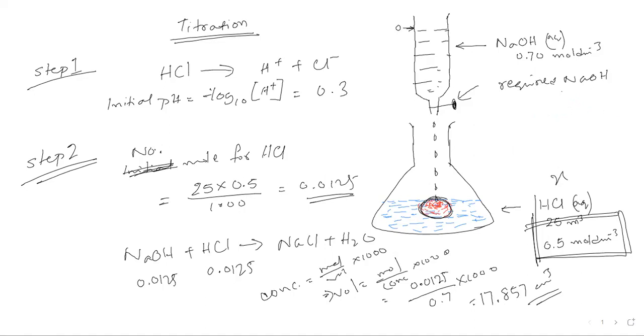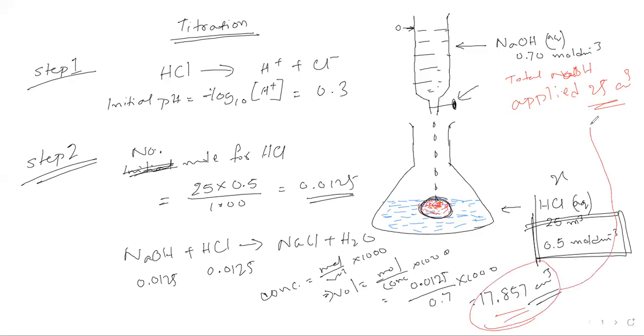Instead of "required sodium hydroxide", let's say it says total NaOH applied, 25 cm3. That means the excess amount is which portion? It is 25 minus 17.857, isn't it? Because this much is used up in the neutralization reaction. The additional portion is the excess, isn't it? So that's what we need to find now.